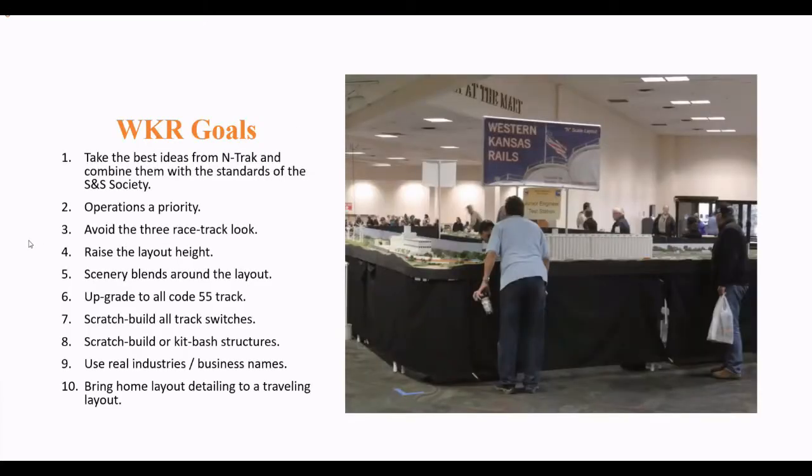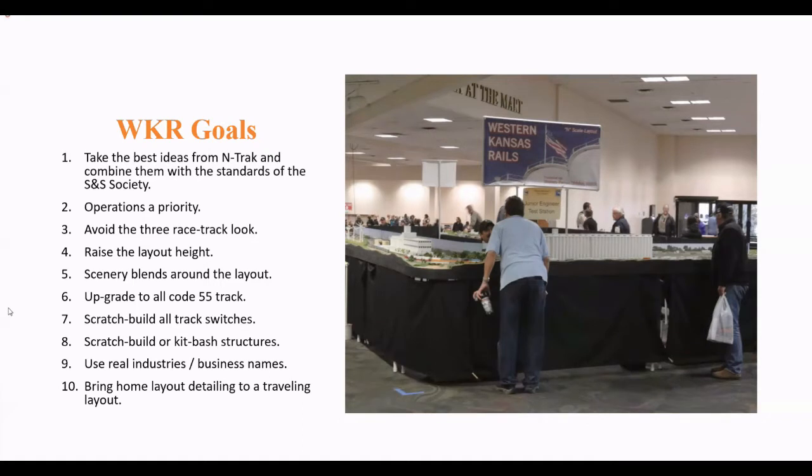So when I started out, this is actually a scene. You can see the banner up above the layout. This is the layout on display at the Rocky Mountain Train Show in Denver. And the goals that we had for the layout was we wanted to take the best ideas from NTRAK and combine them with some of the standards of the Sipping and Switching Society and modify them as necessary to make them work. I also, instead of just standing around at a train show and watching trains run around in a circle, wanted to have operations so that we could take young kids out of the crowd and say, here, you want to run a train, and actually show some of the people what operations are about.